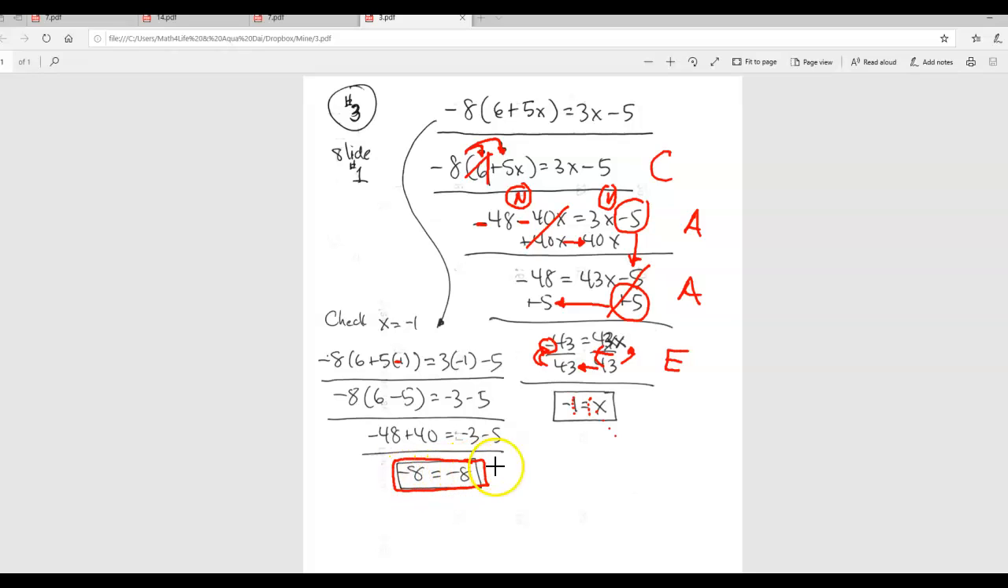So once I do all this work here, it winds up that we have -8 equals -8. What that means, and this is important, that means that -1 is the correct solution for this equation.